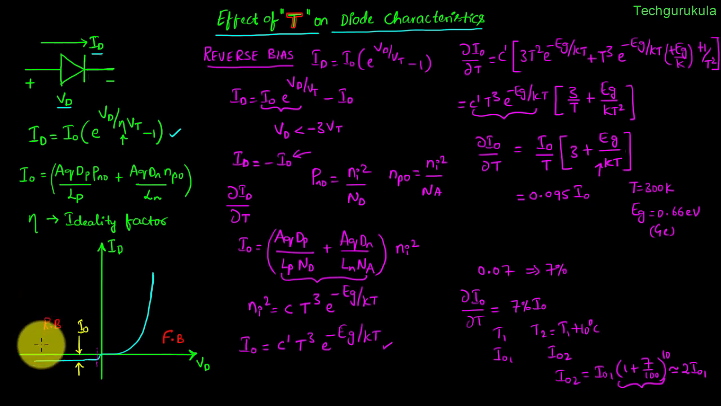Let's say this is for T equals T1, and for T equals T2, the I naught would be somewhere here, where this value would be the new I naught, which is I naught 2. Let's say this is I naught 1, which means as temperature increases, the reverse saturation current increases, and specifically it increases 7% per degree centigrade. Or in other words, it doubles for every 10 degrees centigrade.